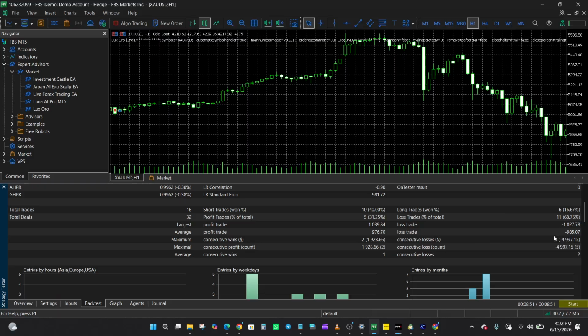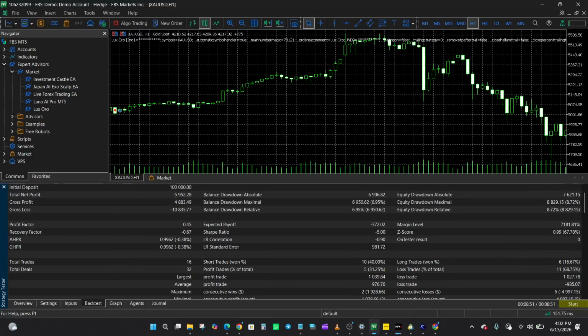So the risk to reward ratio on average is very close to 1:1, but the average loss is bigger than the average profit. Now, as we review the historical testing results and the chart activity, it's important to remember that backtesting is designed to evaluate how an expert advisor would have performed under past market conditions. Okay, don't forget that, please.